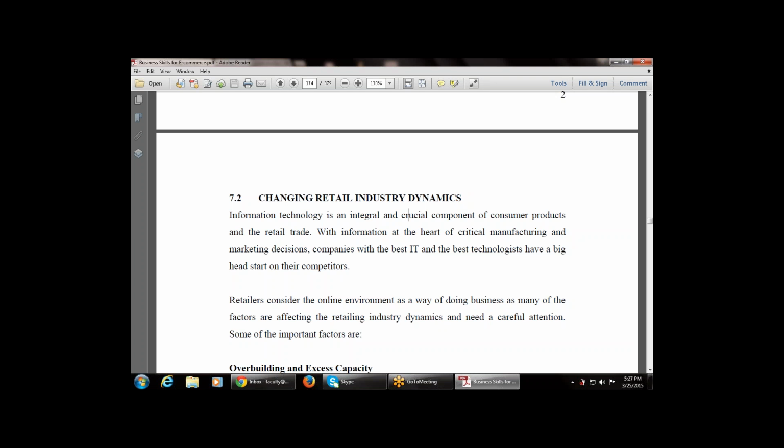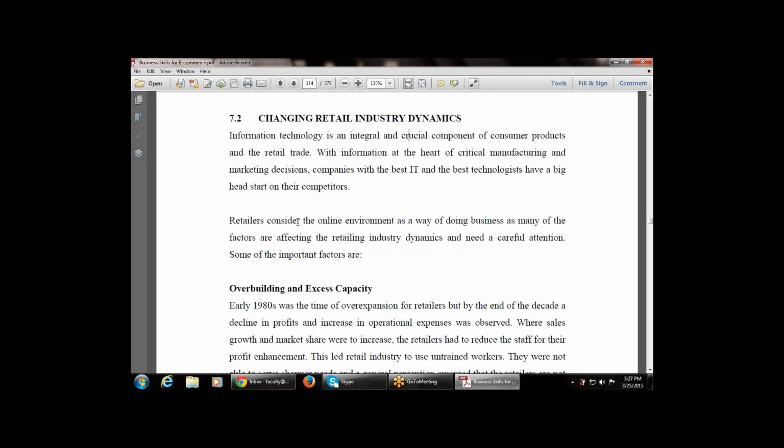That is how the retail industry is changing from the traditional retail industry to the online retail industry, that is e-retailing. Retailers consider the online environment as a way of doing business, as many factors are affecting the retailing industry dynamics and need careful attention. So what are the various factors that retailers pay careful attention to in the dynamic retail industry?